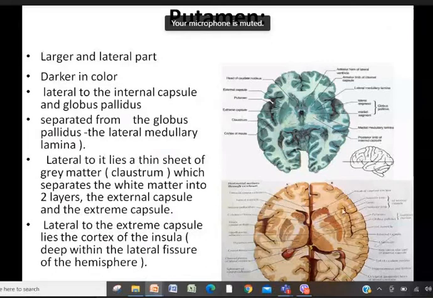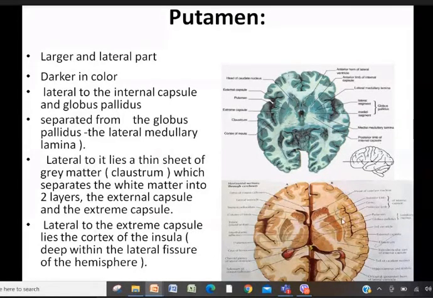So putamen, now we'll talk about this. It is the larger and lateral part, dark in color, lateral to the internal capsule and globus pallidus. Obviously, everything is lateral to this. It is separated from the globus pallidus by the lateral medullary lamina, same thing. Lateral to it lies a gray matter called claustrum. Look at it, this is the claustrum. So lateral to the putamen is this claustrum. We separate this white matter into two layers, the external capsule and the extreme capsule.